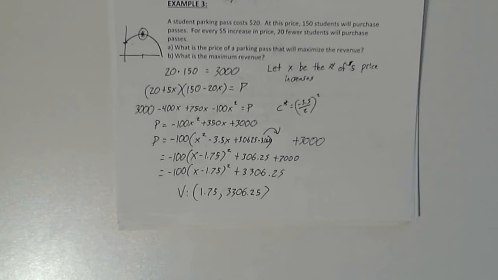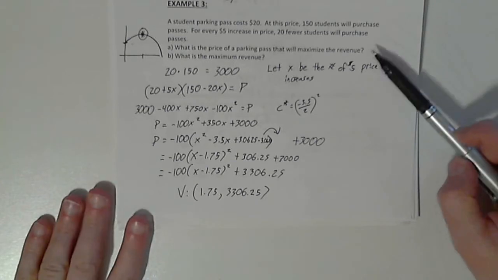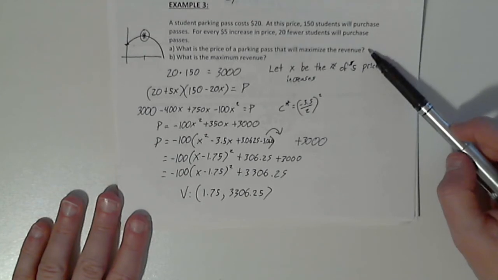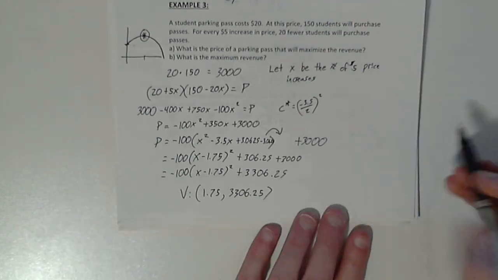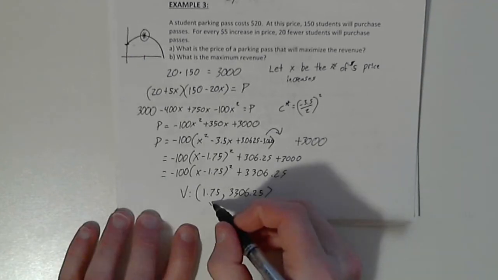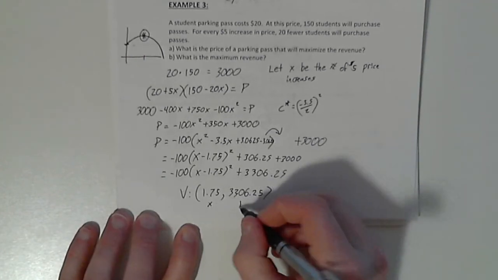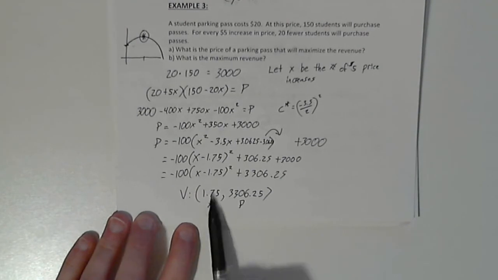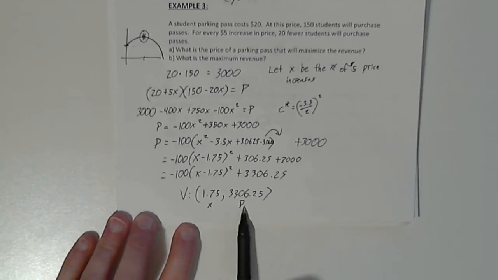Now, this one is a little bit longer to analyze. You need to be really careful when you're analyzing it. We actually have two questions. What is the price of a parking pass that will maximize the revenue? This is actually going to be the harder question to answer. So let's try and answer A first. We know this is X and this is P in our vertex. That's always the X value, that's always the P value of the vertex. So our profit, this is actually going to be the answer to B.